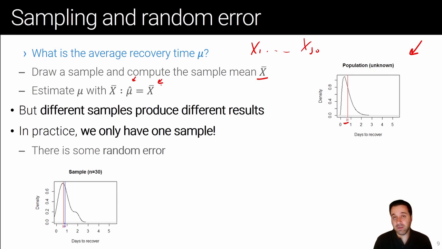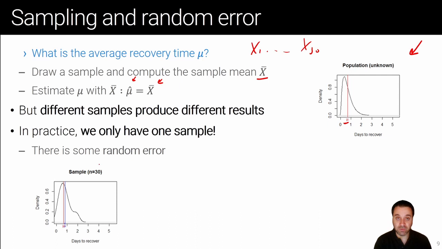And so the problem here is that there is a certain degree of error, of course, because we don't have all members of the population. We just have 30 of them. It's going to be a little bit of error. And the thing is that if we only have one sample of 30 patients, how much error do we have? Well, we have no idea.